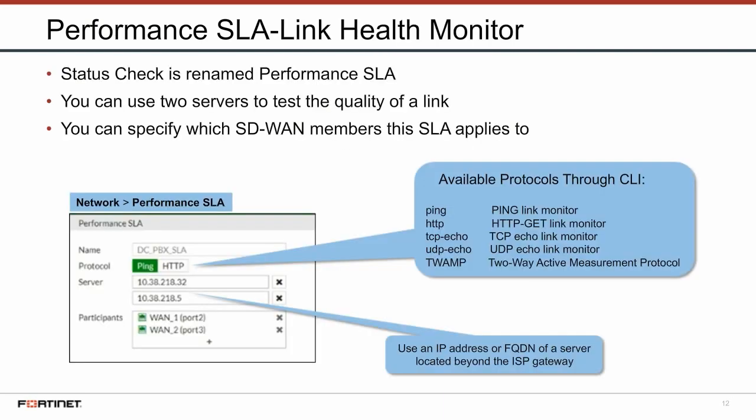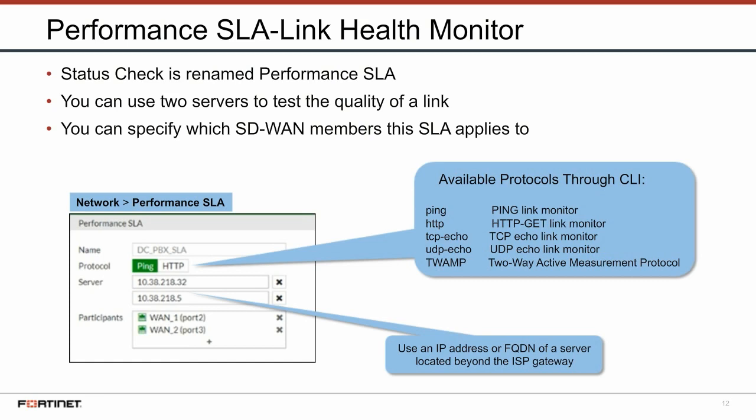The Link Health Monitor is a mechanism for detecting when a router along the path is stopped or degraded. In FortiOS version 6.0, the SD-WAN status check has been improved and renamed Performance SLA, and it can be created for specific link members rather than the SD-WAN virtual interface as a whole.